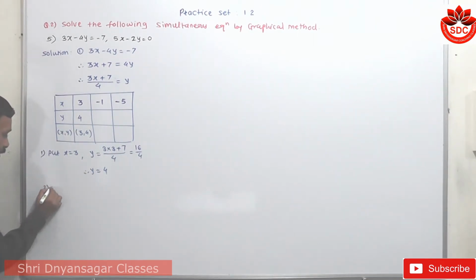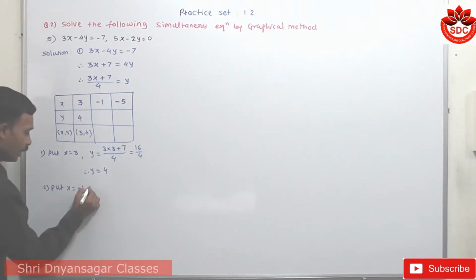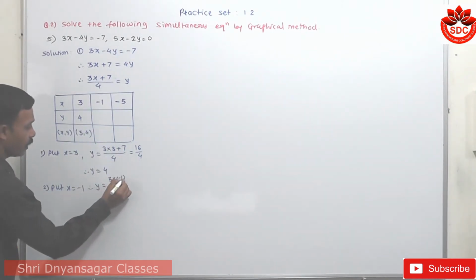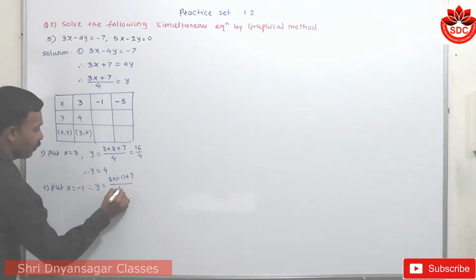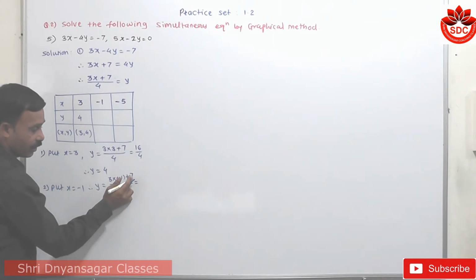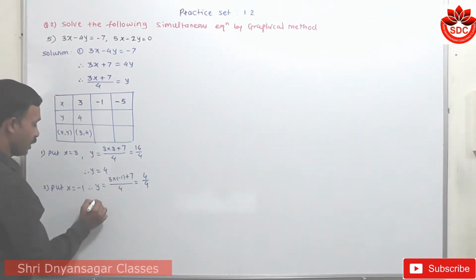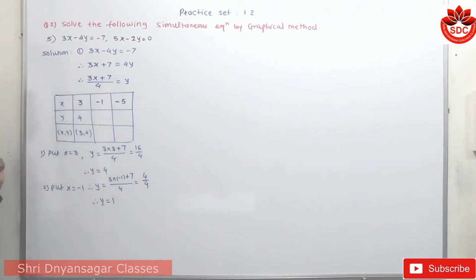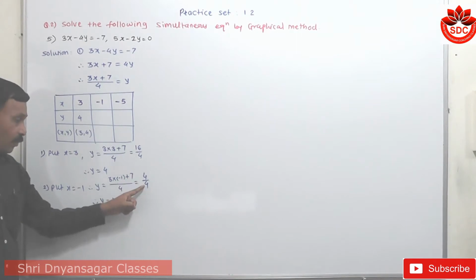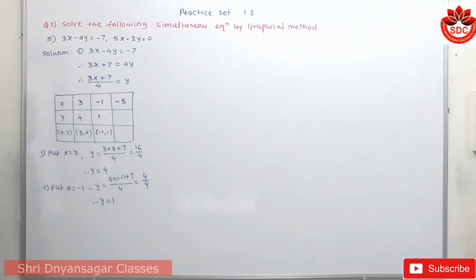Now the second one is put x is equal to minus 1. Therefore y is equal to 3 into minus 1 plus 7 upon 4. 3 into minus 1 is minus 3 plus 7. Minus 3 from 7 leaves 4 upon 4. That means y is equal to how much? 1. Can you understand this? Minus 3 plus 7 becomes 4 upon 4, which is equal to 1. That means the ordered pair is minus 1 and 1.